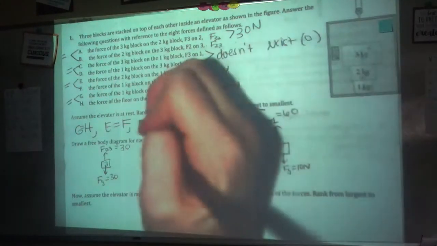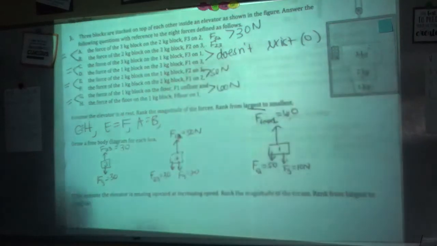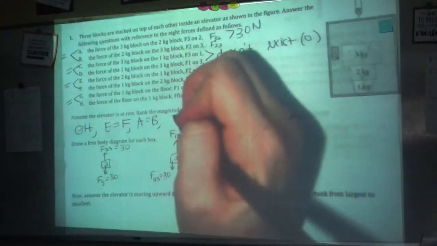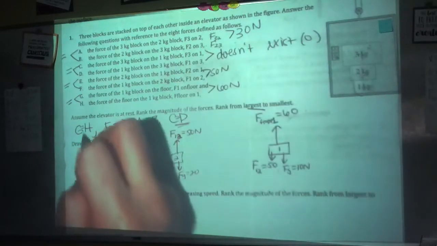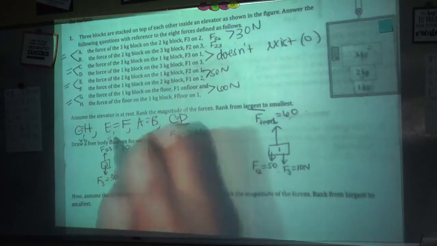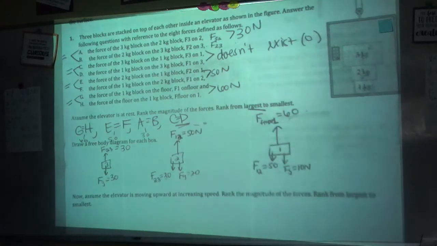And then the next largest would be A and B, and then the least, or the smallest forces, would be C and D, because it doesn't exist. So 60 would be greatest, then 50, then 30, and then 0.